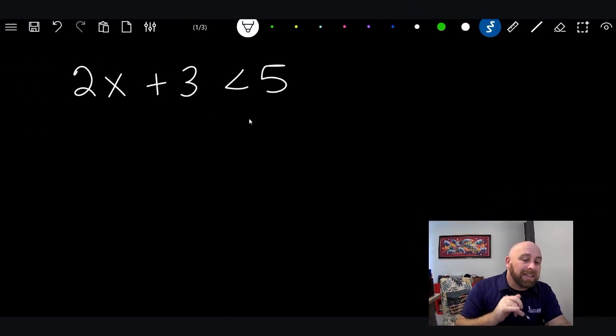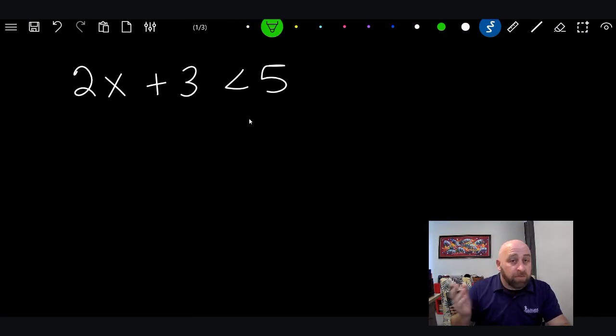Look down here, I have 2x plus 3 is less than 5. What I want to do is solve it just like it's an equation. What does that mean? Instead of having a less than sign, just pretend it has an equal sign. You're going to solve it just like you would an equation. Remember, the only difference is if we ever divide or multiply by a negative number, we have to flip the inequality sign. So if it was less than, it would go to greater than, and you'll see one of those examples here in just a little bit.